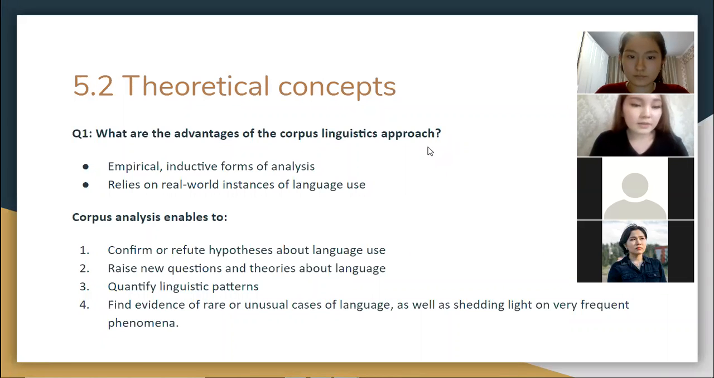And finally, one aspect of corpus linguistics research that has come to light is that patterns are rarely absolute, but are instead based on gradients. So corpus analysis allows researchers to find evidence of rare or unusual cases of language, as well as shedding light on very frequent phenomena. Next slide.